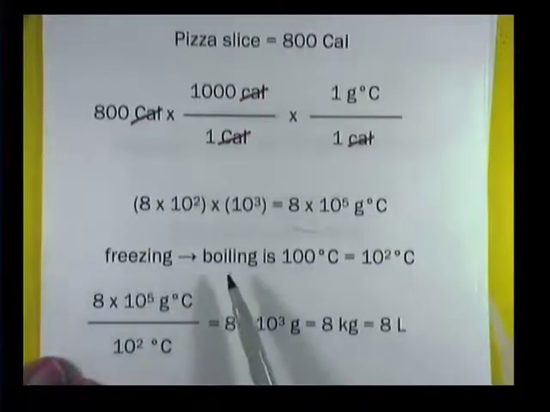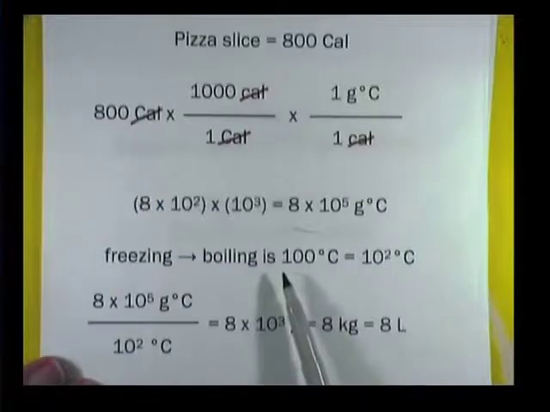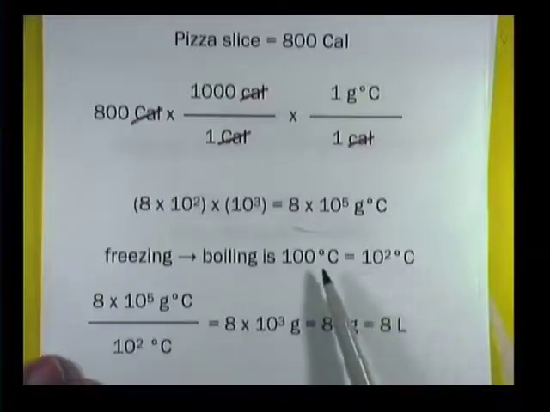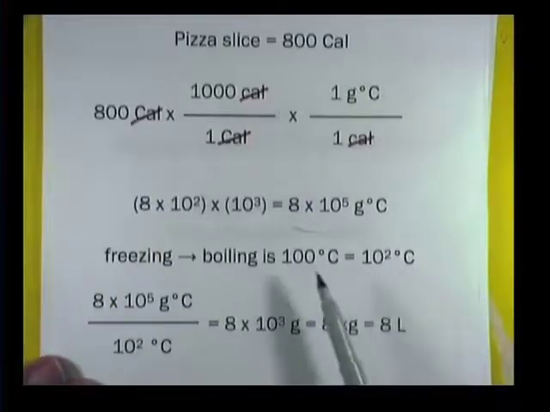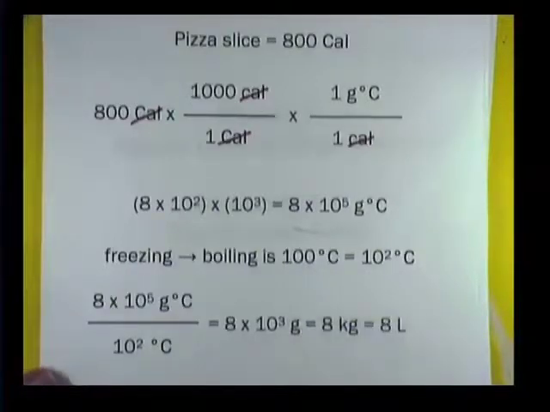To go from freezing to boiling for water is 100 degrees centigrade, because I'm going from 0 degrees centigrade to 100 degrees centigrade. That's also equal to 10 to the 2nd power degrees centigrade. So 100 is the same as 10 to the 2. It's 1 followed by 2 zeros, as we learned earlier. We're going to need this again when we talk about pH.